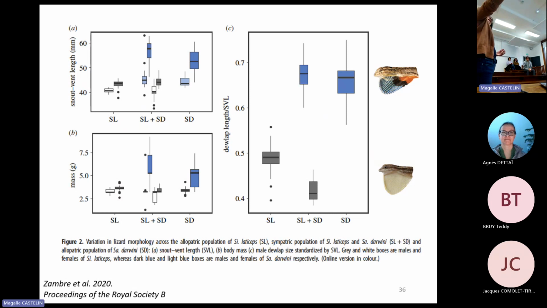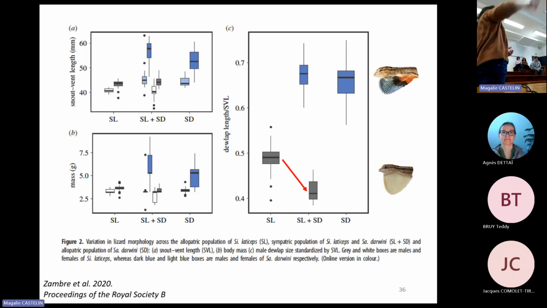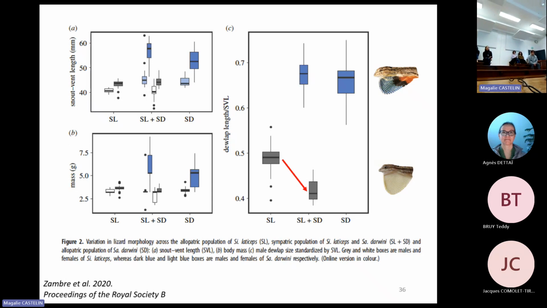And what you see on the x-axis is Laticeps on its own, the white species on its own, and the whites together. And Darwinii on its own and together with Laticeps. Laticeps changed in sympatry. Their dewlaps are a lot smaller relative to their body size.